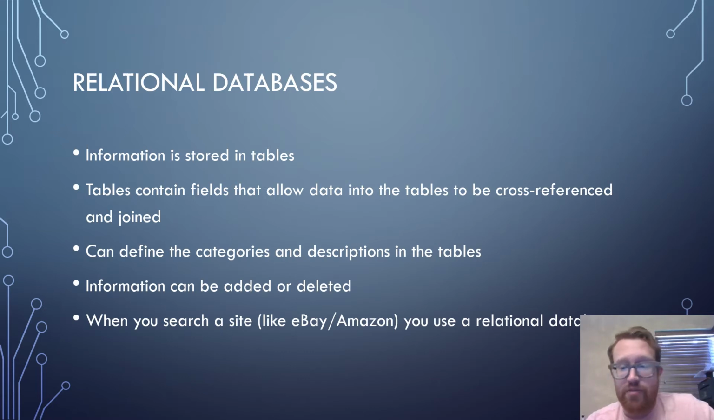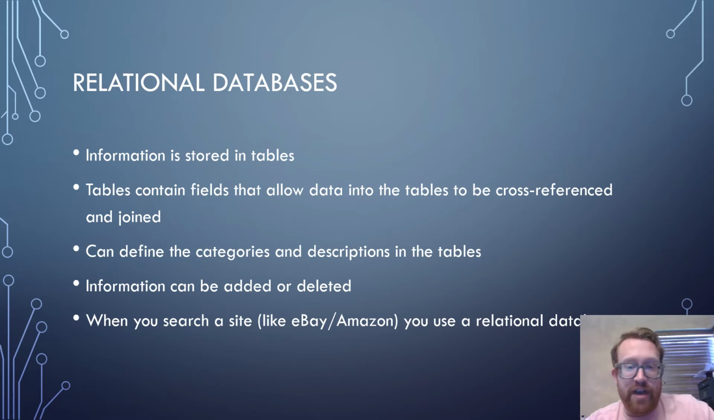Information is stored in tables in a relational database. The tables contain fields that allow the data to be cross-referenced and then joined, okay? Think of it like this. You have your information that you provide in the form, and that information gets sorted accordingly in a database. Now that that information has been stored, it can be cross-referenced, it can be looked at, it can be sorted. Like, there's a lot more you can do here.